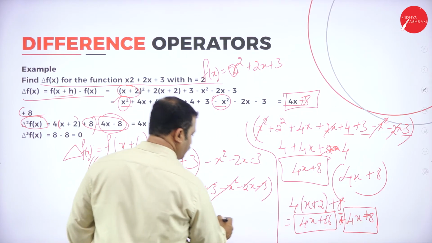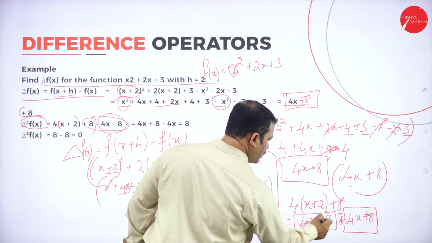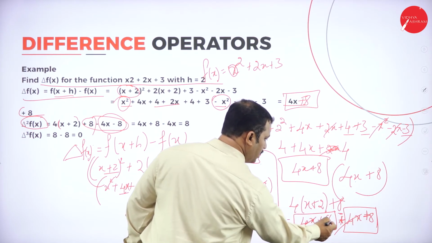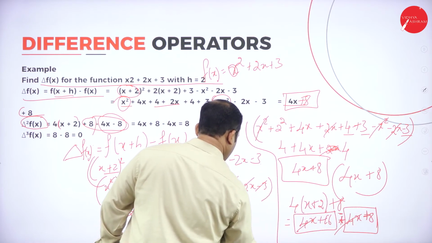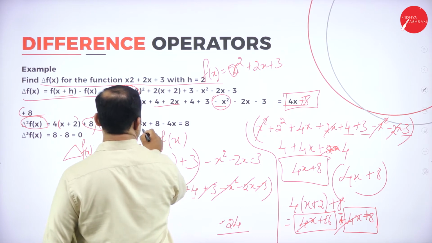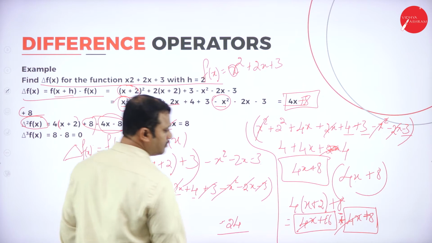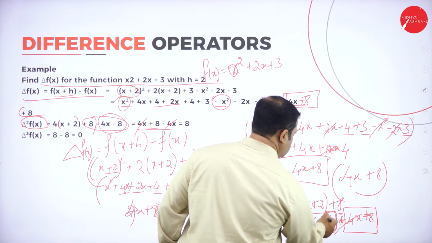Now if I further simplify this term, I will get the value 4x plus 4x plus 4x minus 4x. We will be left with 16 plus 8, it is 24. Am I getting the same value here? That is 8. We have plus 4x minus 4x, we are left with 8. Yes, it is 8. It is 16 here.